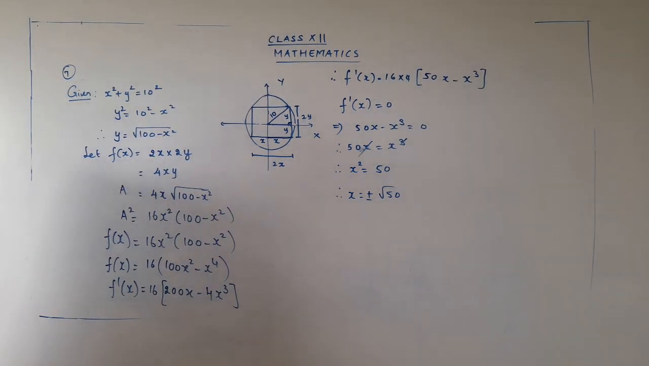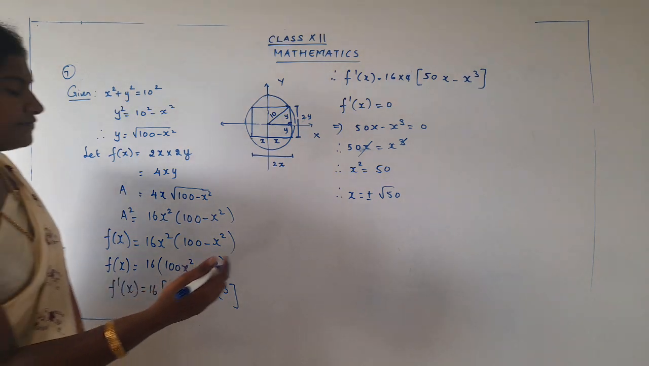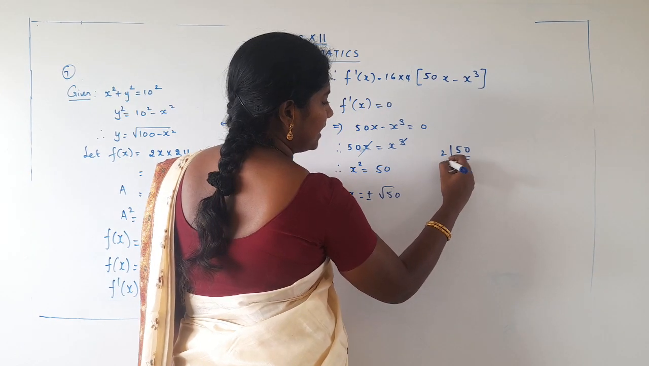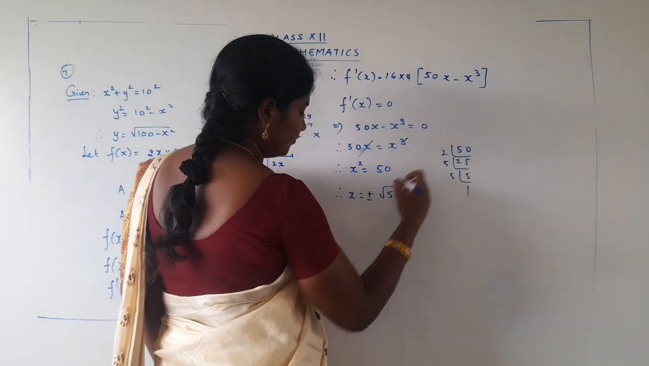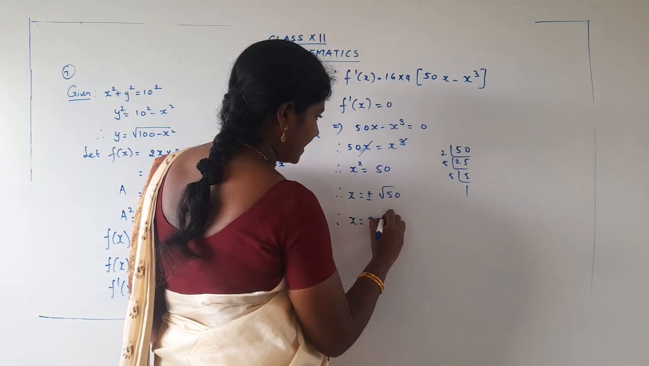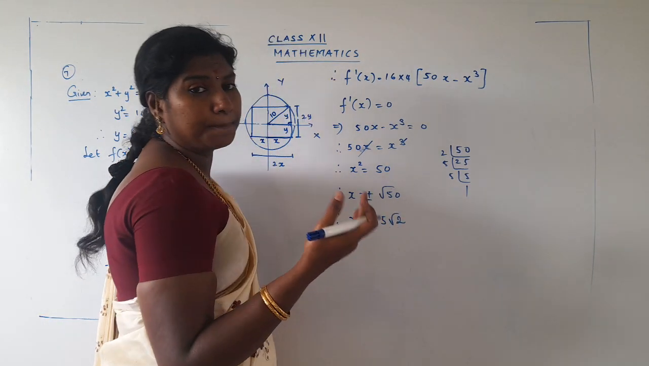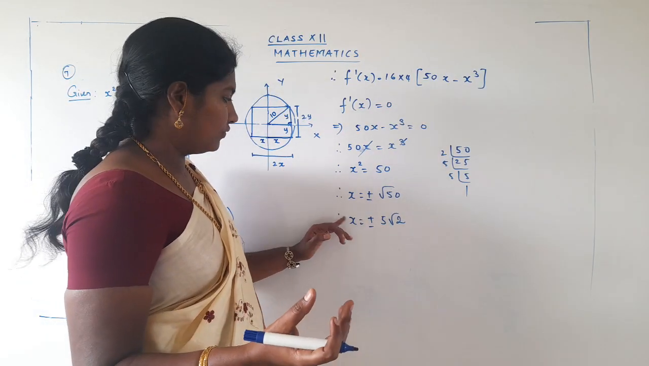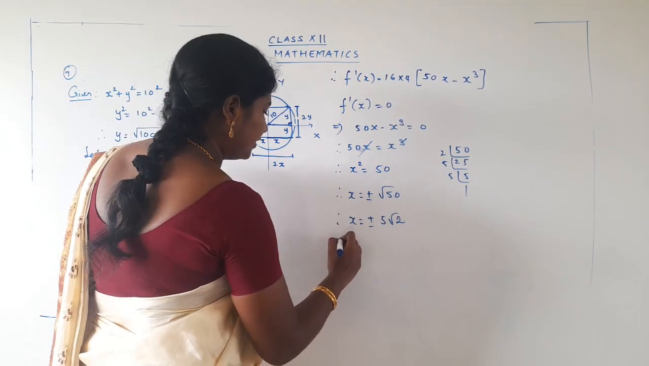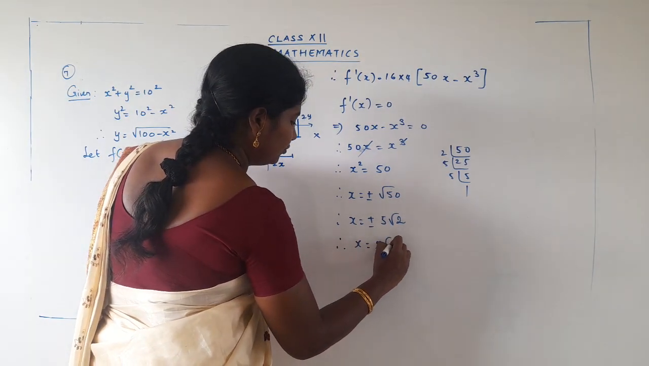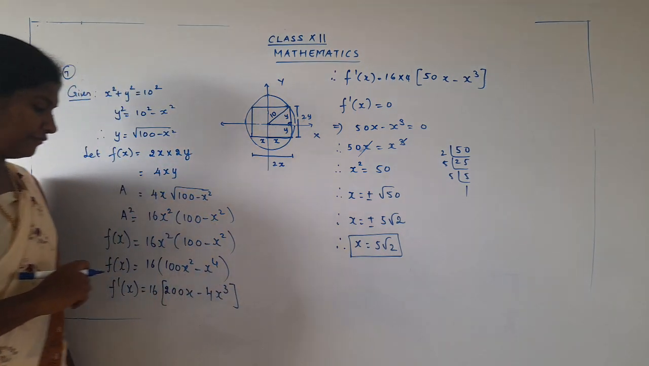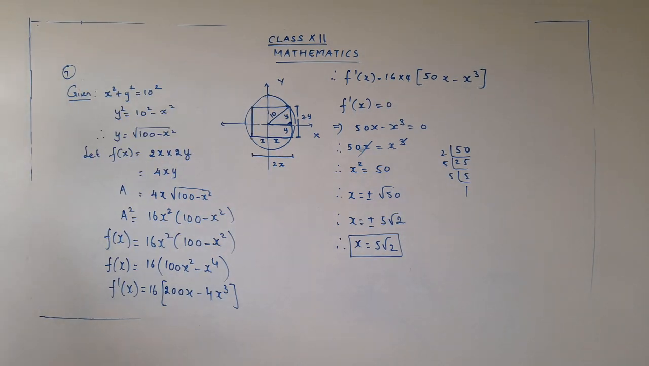Therefore, x is equal to plus minus root 50. You can just factorize this further: 2, 25, 5, 5. This is 5 root 2. Remember here, x is equal to plus minus 5 root 2. We don't take the negative value, I have told you, because we are dealing with the length and the breadth of the rectangle. So we are going to take only the positive value. Therefore, x is equal to 5 root 2. So we have found the critical value for x as 5 root 2. Straight up the step.